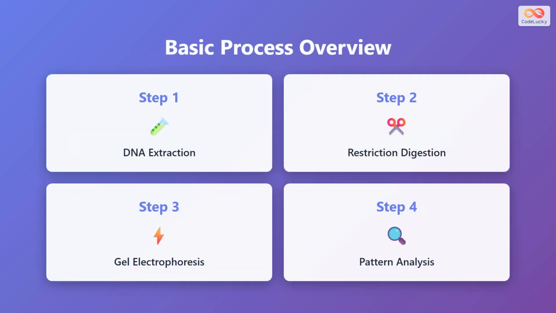DNA fingerprinting follows a systematic 4-step process. Step 1 is DNA extraction, where DNA is isolated from a biological sample such as blood, saliva, or hair. Step 2 involves restriction digestion, where special enzymes cut the DNA into fragments. Step 3 is gel electrophoresis, which separates these DNA fragments by size. Finally, Step 4 is pattern analysis, where scientists examine the unique banding pattern created to identify the individual. Each step is crucial for obtaining accurate results.